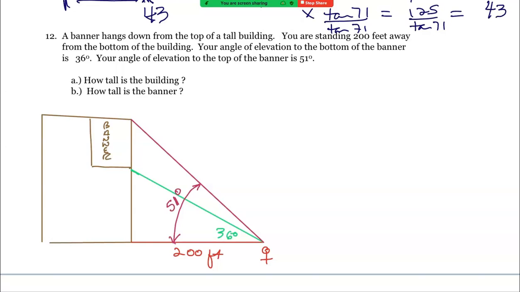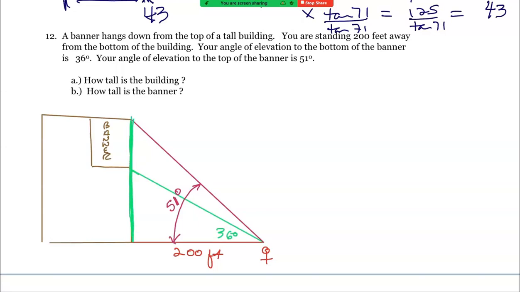So I have two angles inside this triangle. Now look, that 200 feet is common to both, and that 200 feet is an adjacent. They want to know a couple of things. They want to know how tall is the building. So the first thing they want, and maybe we'll do this in green, is how tall is the building.